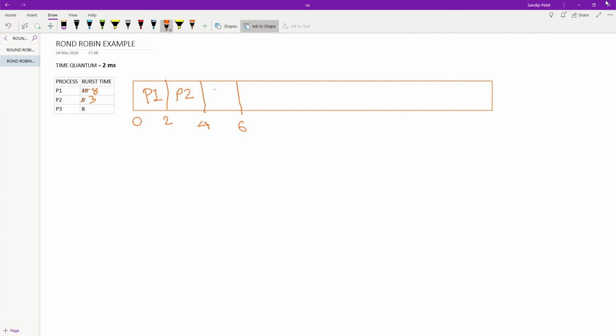Next P3 will enter, again P3 is given the 2 millisecond time quantum, will complete the 2 millisecond, and will again swap out. Now all the processes P1, P2, P3 have completed their first round, right? So again the cycle will be repeated from the starting of P1. So again P1 will enter, remaining time of P1, that's 8.